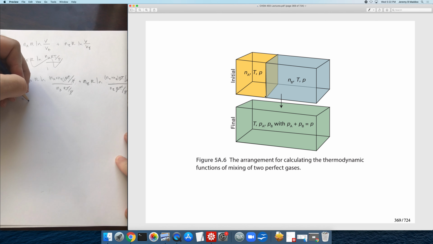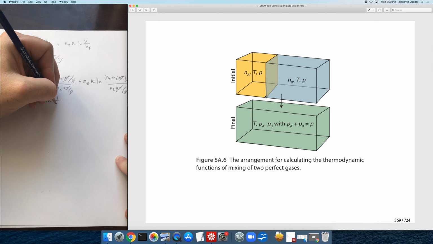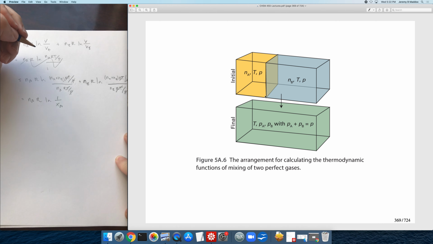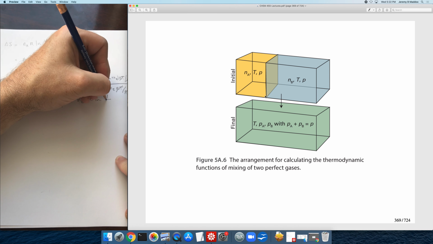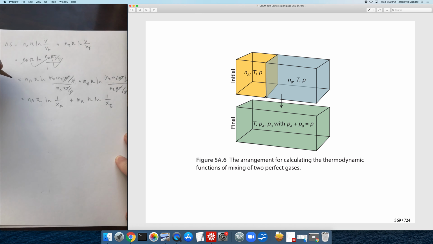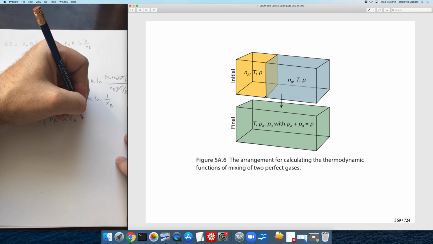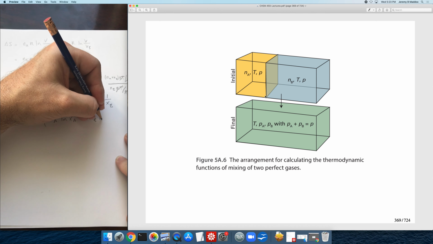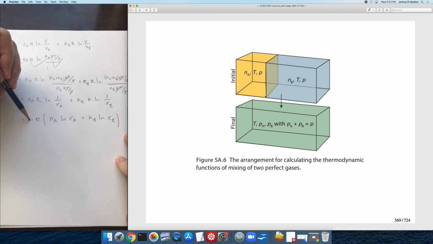And that gives us N_A R natural log of 1 over the mole fraction of component A plus N_B R natural log 1 over the mole fraction of component B. So I'm going to flip things around and factor out a minus R. Notice I took the reciprocal inside the logarithm for both terms, and that gave me the minus sign. Factored out the R as well.